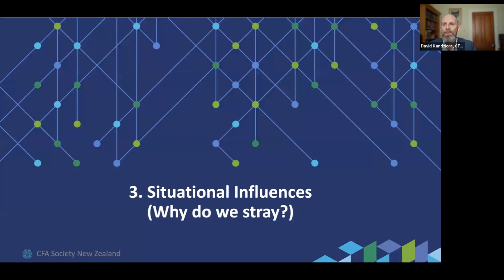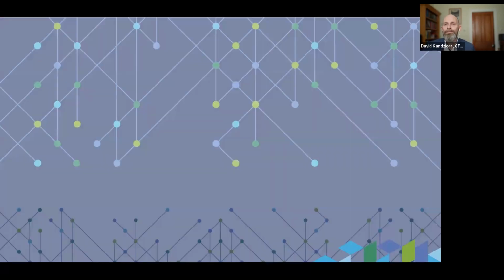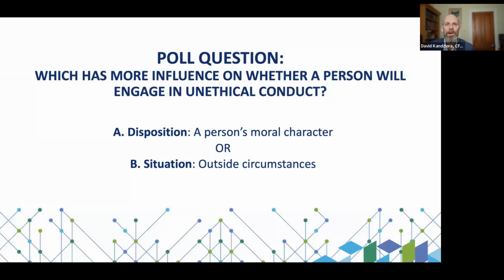The third item on the agenda was a brief overview of the situational influences that can cause us to stray from the ethical path. There's another poll question coming up, looking at which has more influence on whether a person will engage in unethical conduct. Is it disposition or situation? We're launching a poll question on that, so you can vote shortly.